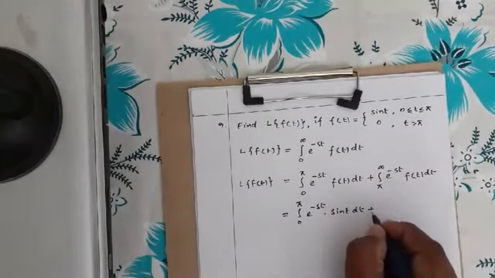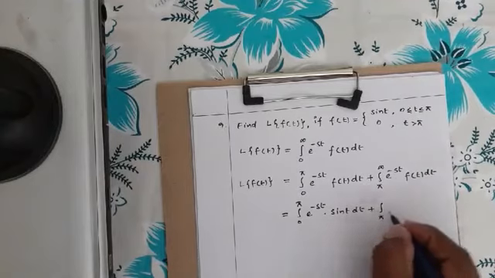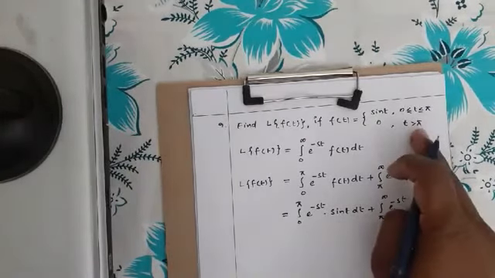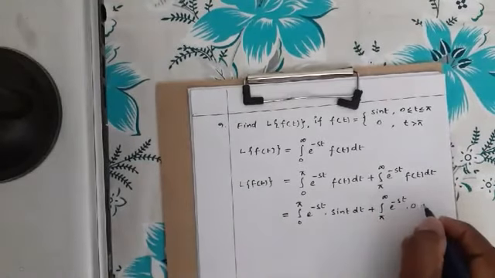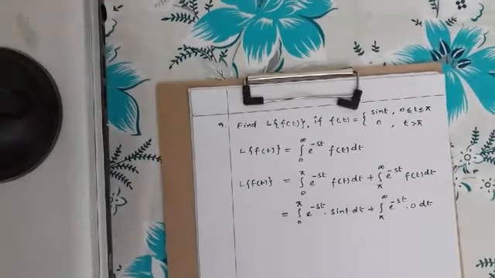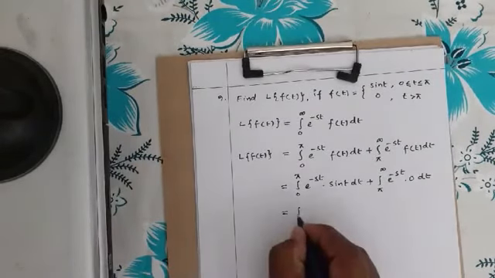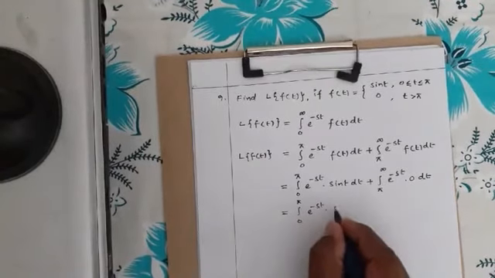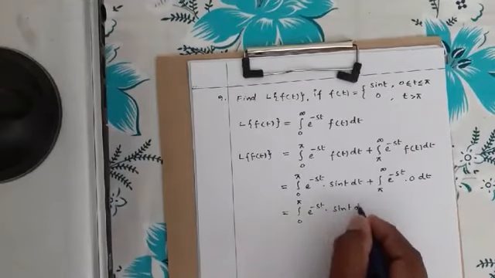So plus the integral from pi to infinity of e power minus st. Now when t is greater than pi, we have to write f of t as 0. So this becomes e power minus st into 0 dt. So this is equal to the integral from 0 to pi of e power minus st into sin t dt.